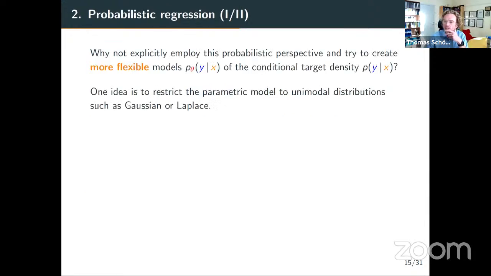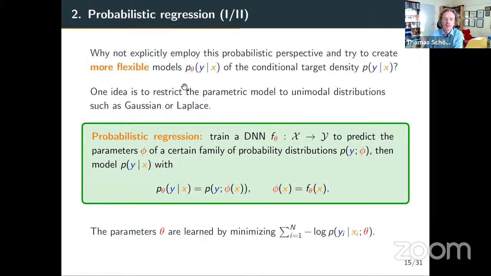The second class of methods continues along that understanding and says, why not explicitly make use of this probabilistic perspective and try to at least introduce some flexibility into these models. And what people have done there is to stick with the restriction of a parametric model that is unimodal, such as Gaussian or Laplace. But then we let the parameters of this model, I call them phi here, typically depending on the input, be given by a deep neural network.